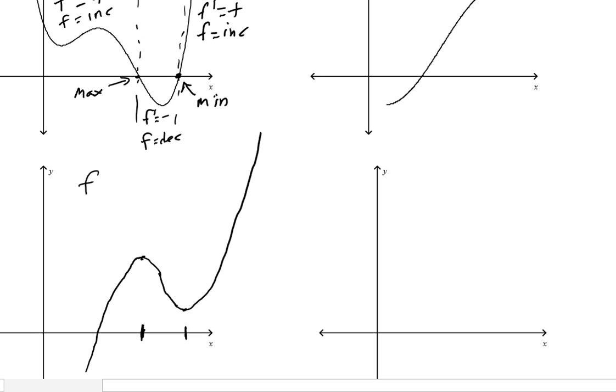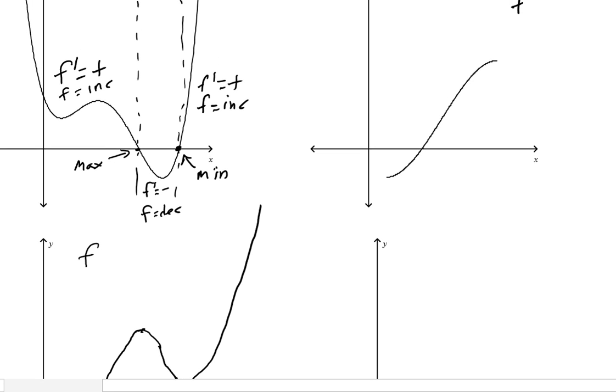Now let's look at this one, this f prime here. This one, it's always increasing. Well, no, it switches. There's a 0 here. So in other words, if we divide it up here, f prime is negative, so f is decreasing, and over here f prime is positive, so f is increasing.